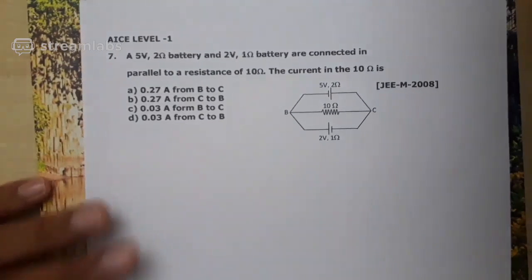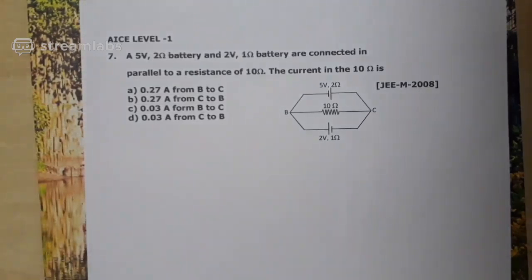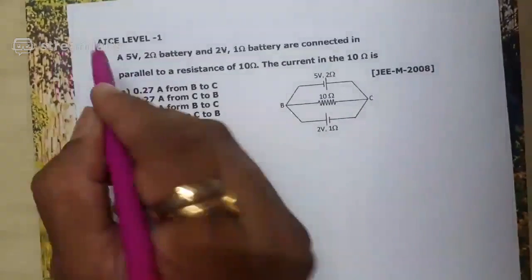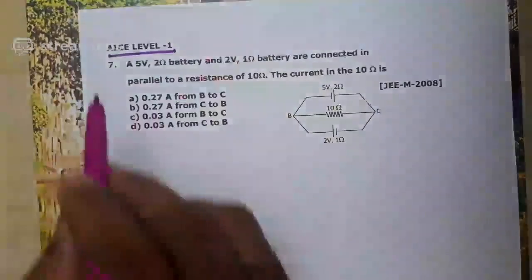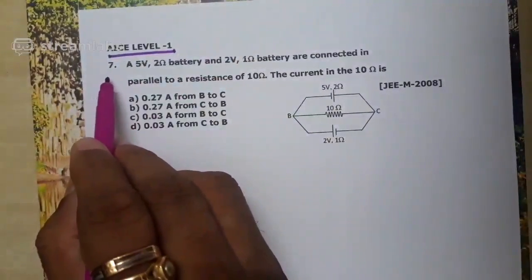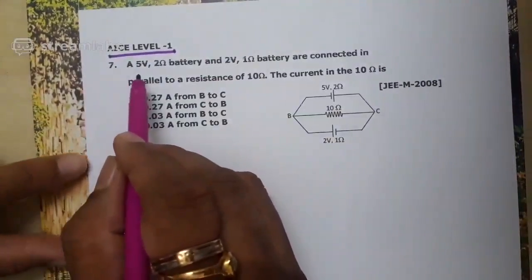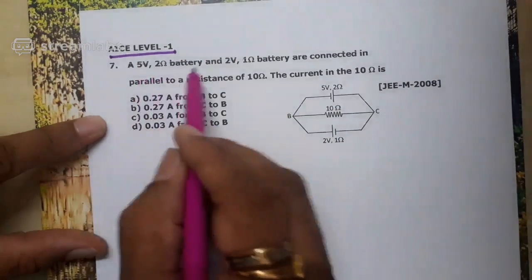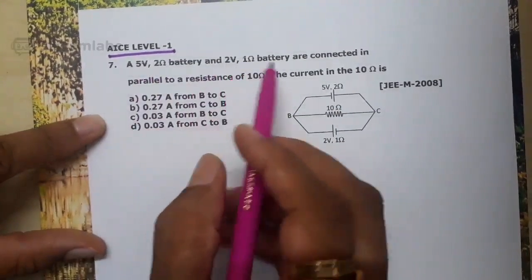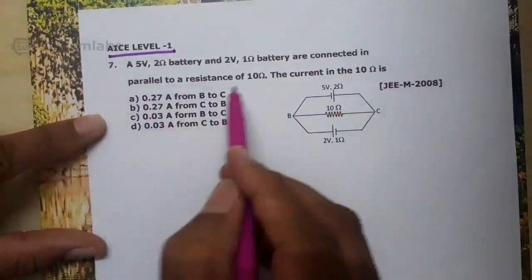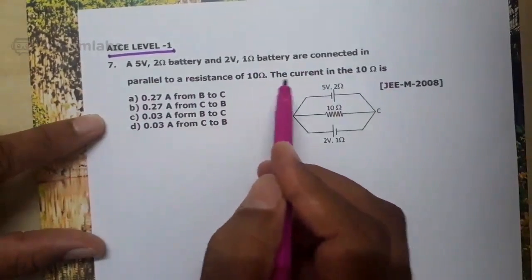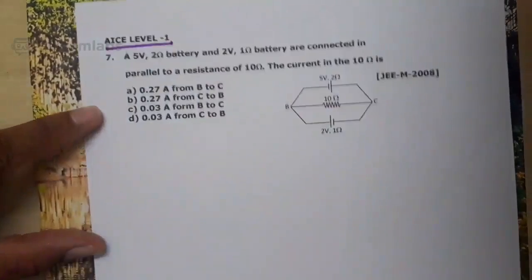Listen, this is one more variety. It was asked in one of the GE papers in 2008, AAC level 1 problem, question number 7. A 5 volt 2 ohm battery and a 2 volt 1 ohm battery are connected in parallel to a resistance of 10 ohm. The current in the 10 ohm is?